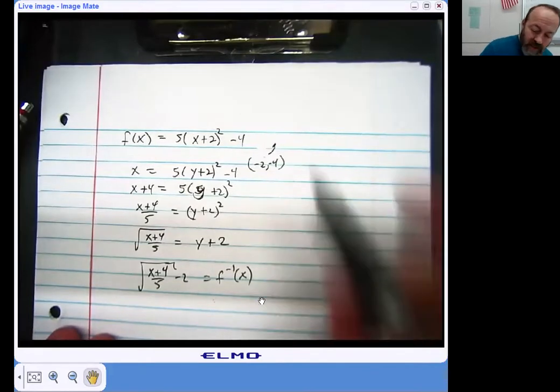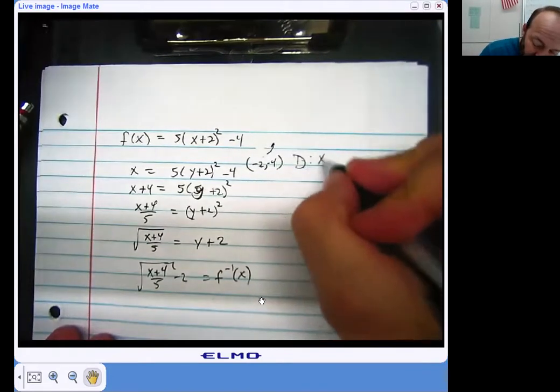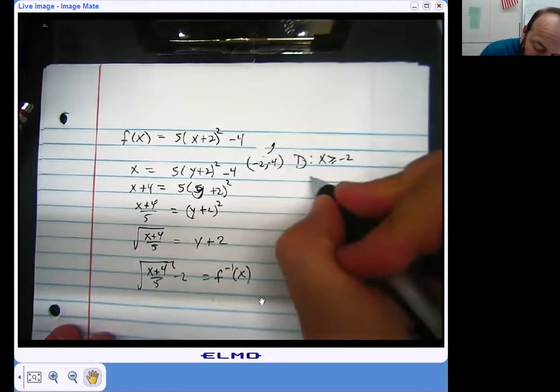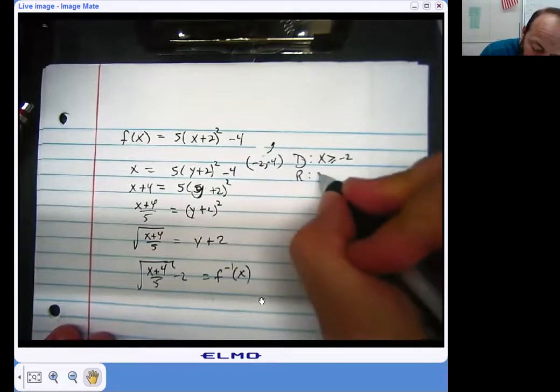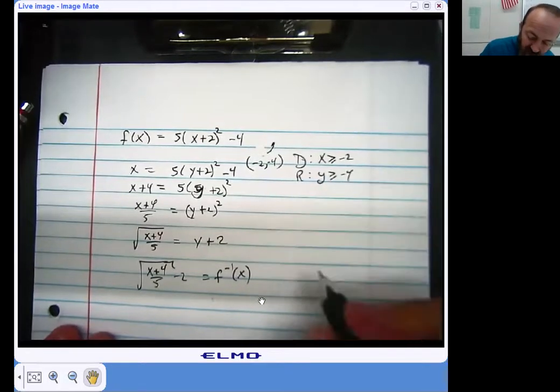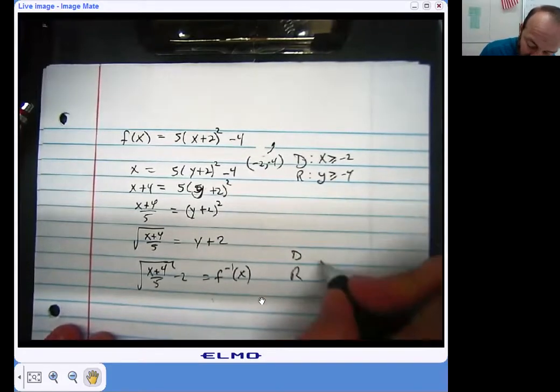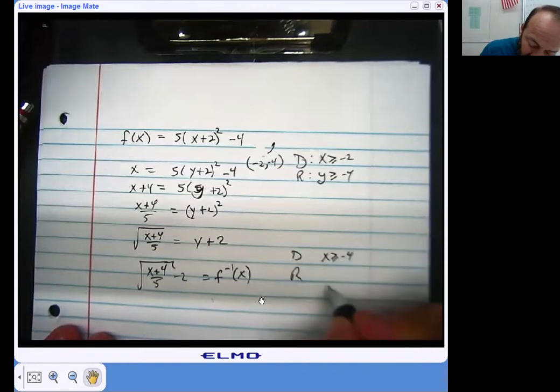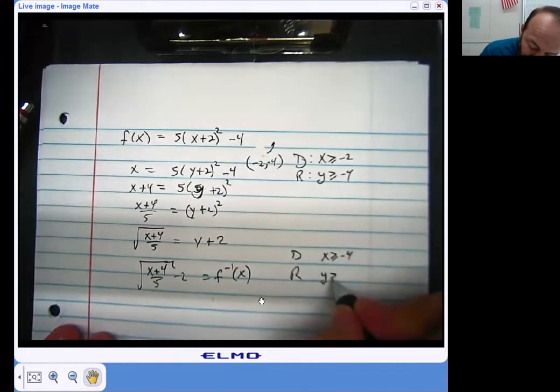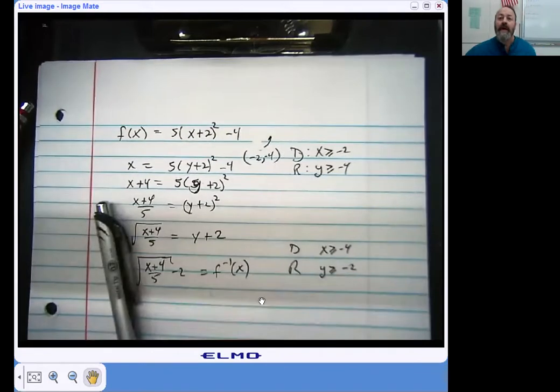So what I'm going to do is make my new domain greater than or equal to -2, with my range being greater than or equal to -4, which means down here, remember, domain and range flip, which means now x is going to be greater than or equal to -4, and y is going to be greater than or equal to -2. So now let's go back to what we had in Desmos and see if we did okay.